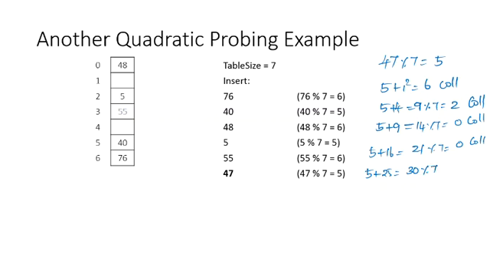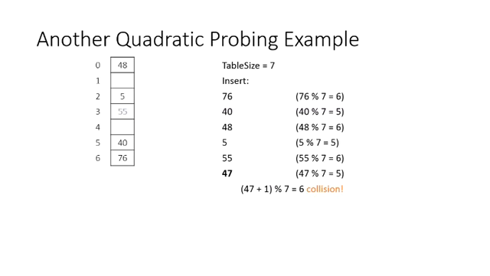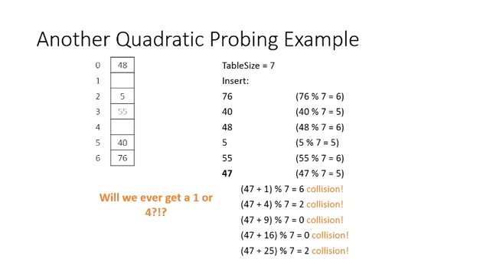30 mod 7 is 2... okay, what will be 30? 7 fives are 35, so it will be 5, again a collision. What happens is, you will not be able to find a position for the element to be inserted with this process. It goes on and will not get a place to be inserted.